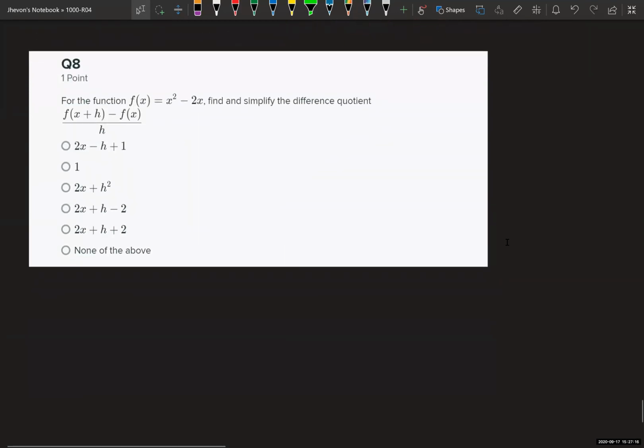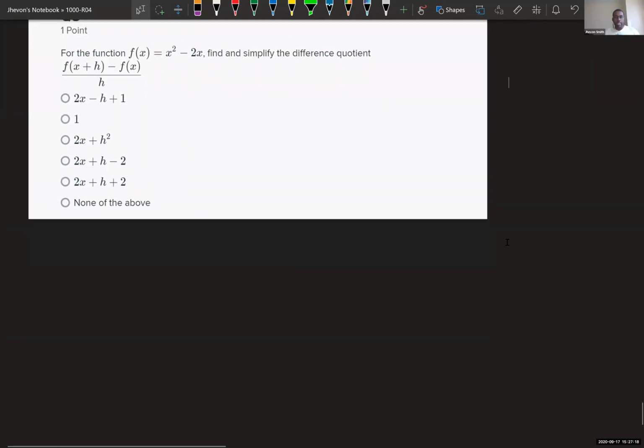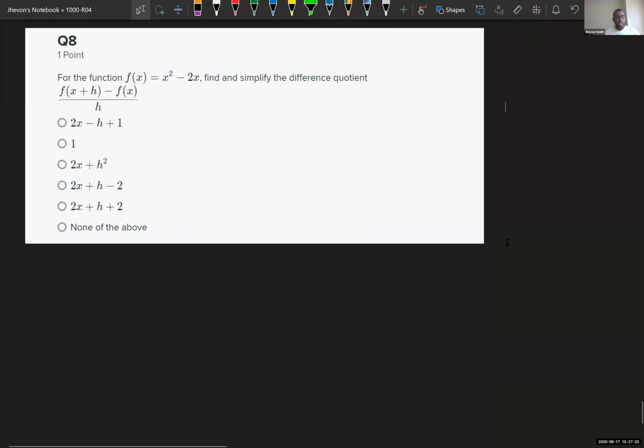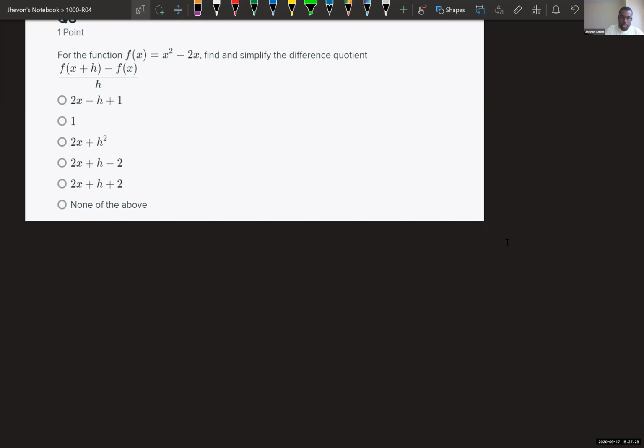Correct. Yes. All right, so this one is asking you to find and simplify a difference quotient. This is something we spoke about in our first Zoom class, and I think you went over it in the online class as well. So I guess I can start this off. f of x plus h minus f of x all over h equals.